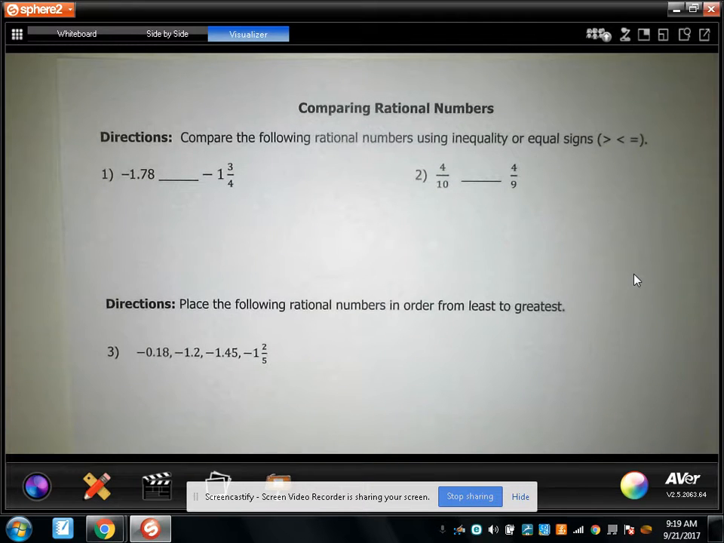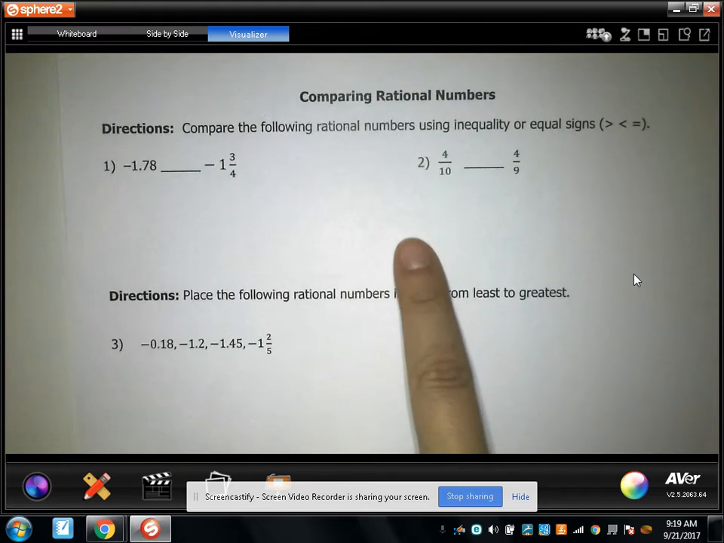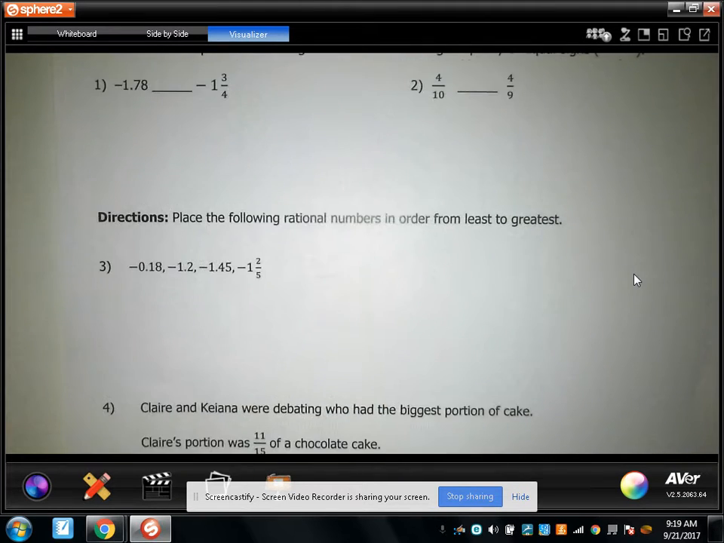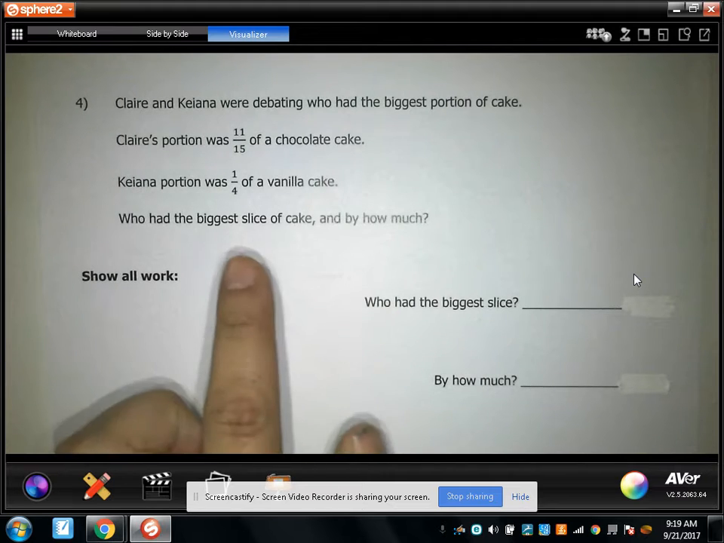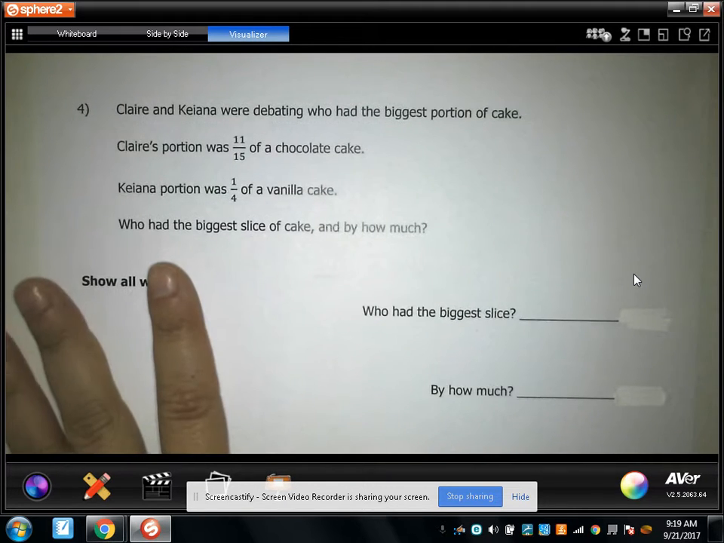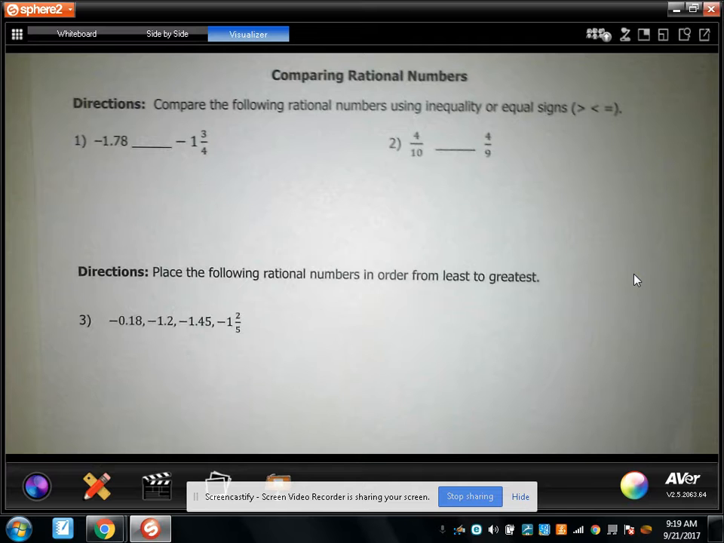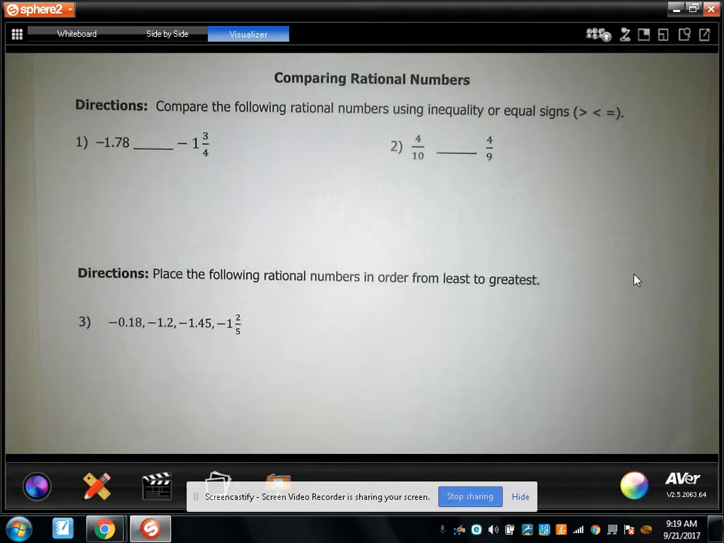Okay, in this video, I'm going to be comparing rational numbers with inequality symbols. I'm going to be putting them in order from least to greatest, and I'm going to be doing a word problem that requires me to compare two rational numbers. So the biggest part about comparing rational numbers is making sure you're looking at the numbers in a way where you can compare them both.